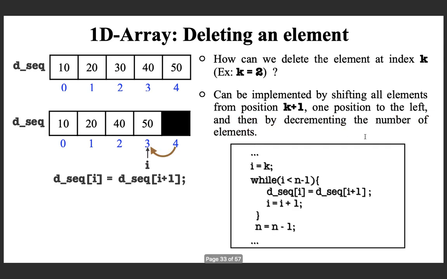Now maybe we can try to write it as a code. This is what we said. Initially you say index is k, at which I have to delete. Then while i is less than n minus 1, that is, in this case you moved up to 3.